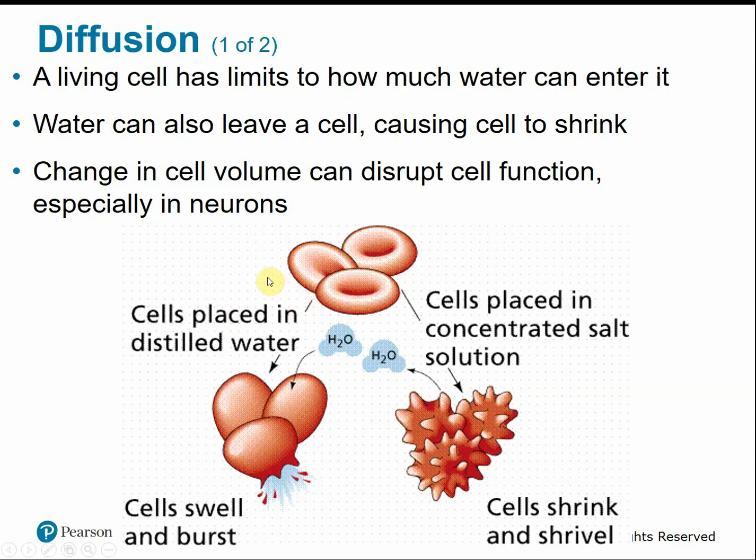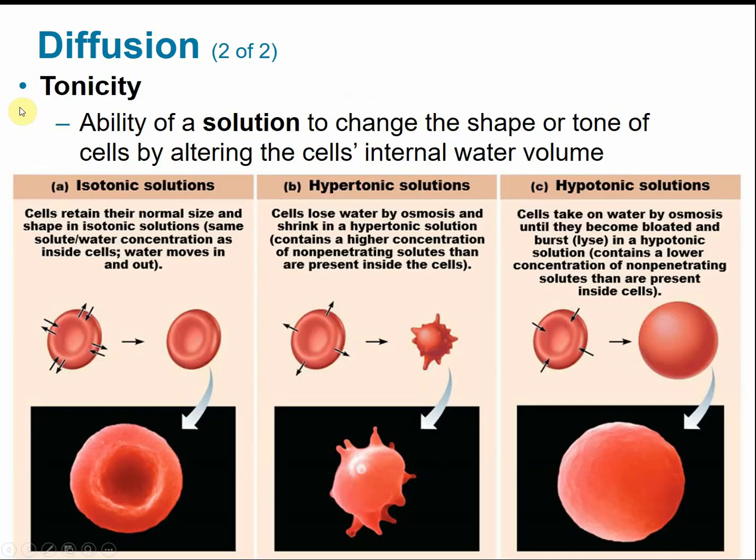So any change in the normal cell volume can disrupt its function, right? Especially in neurons. Going back to structure always reflects the function. Tonicity is the ability of a solution to change the shape of a cell by altering its water volume. So different tonic solutions or different concentrations, we can drive osmosis in or out of the cells. An isotonic solution is where the solution has the same concentration inside and outside the cell. So essentially, there's no net water movement.